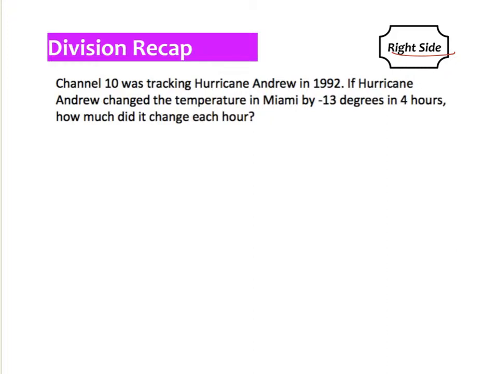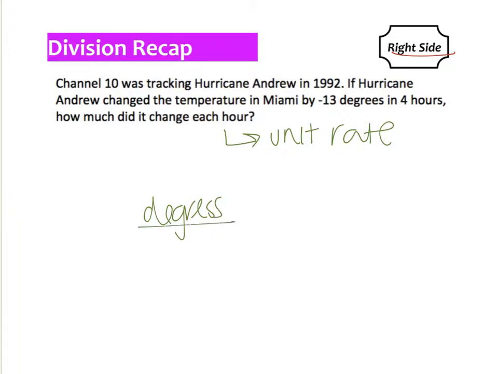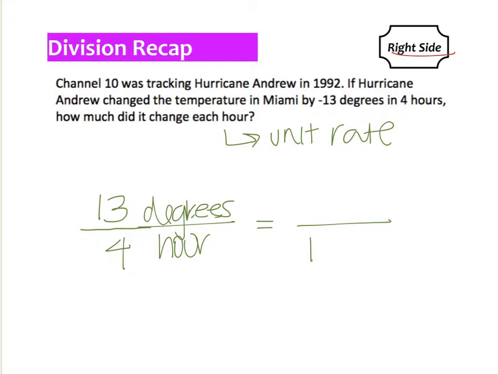So you may not remember this, but this is actually a unit rate problem, right? If I were to represent this as degrees per hour, I would have negative 13 degrees on the top and 4 hours on the bottom. The question is, how do I get to 1 hour? Right? So whatever we do to the top, so to go from 4 to 1, I gotta divide by 4. So I gotta do the same thing to the top.